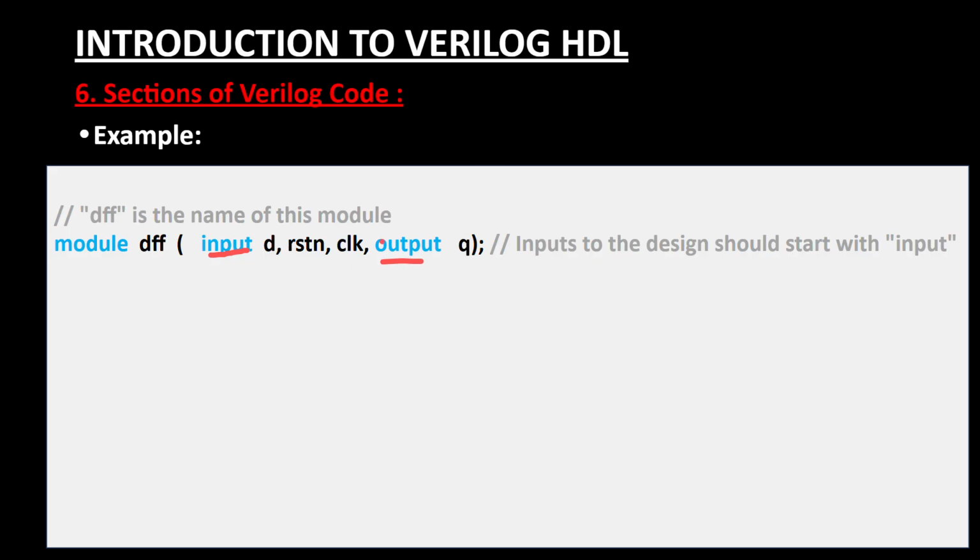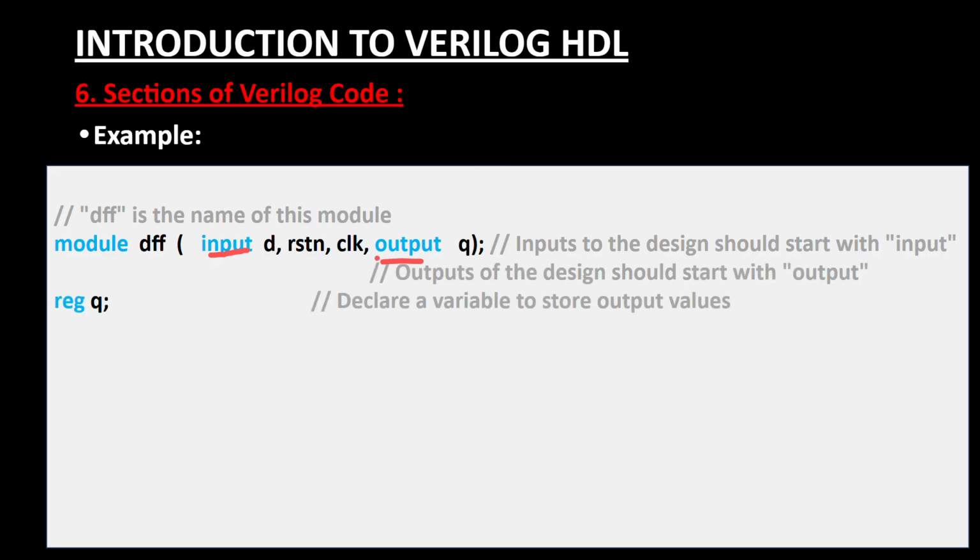Input to the design should start with input. Input is a keyword. Output of the design should start with output. We are going to declare output as reg data type. Reg in the sense, the output must be stored while we use it in an always block and behavioral model. Those will be discussed by me later.